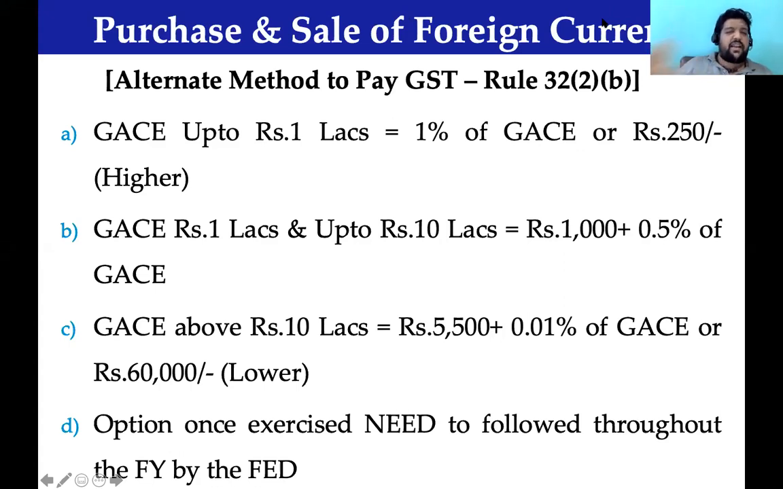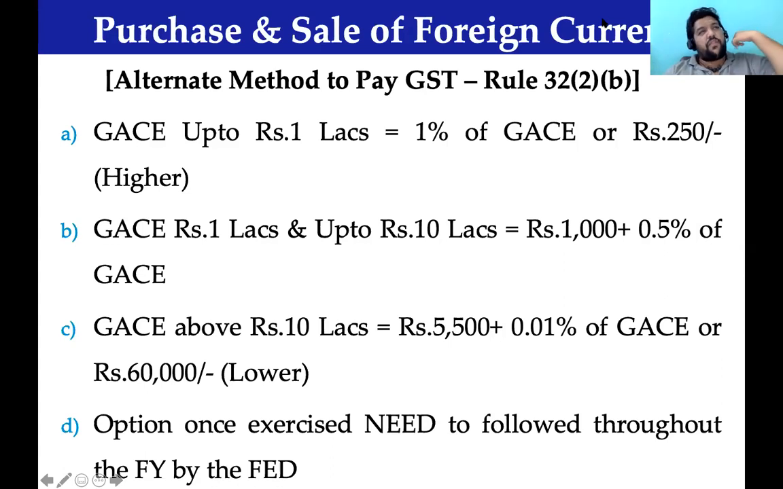Assume for a moment another transaction. The gross amount of currency exchange is 12,50,000. So for the first 10 lakh, how will you calculate? First 1 lakh, 1%. Next 9 lakh, 0.5%. 0.5% on 9 lakh is 4,500. First 1 lakh, 1% is 1,000. 1,000 plus 4,500 is 5,500.